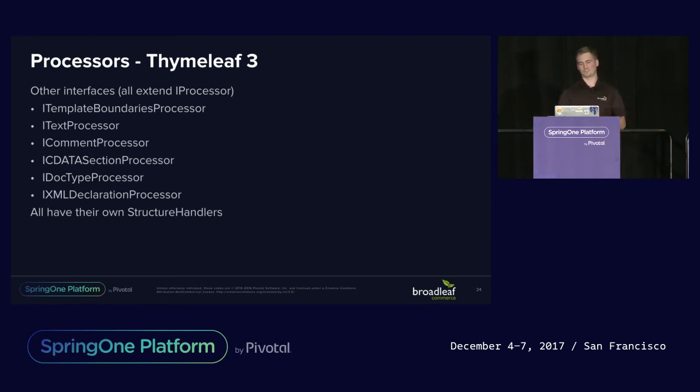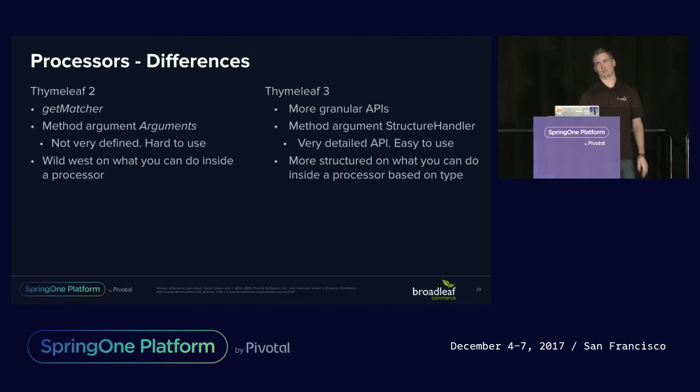Here's some other interfaces that are available. We'll go over all of them. They're all pretty self-explanatory for the most part. And they all have their own structure handlers as well. All those structure handlers work slightly differently, which helps mitigate what you can do in those processors. Kind of makes it a little bit cleaner and makes you write better code naturally because of just the API limitations.